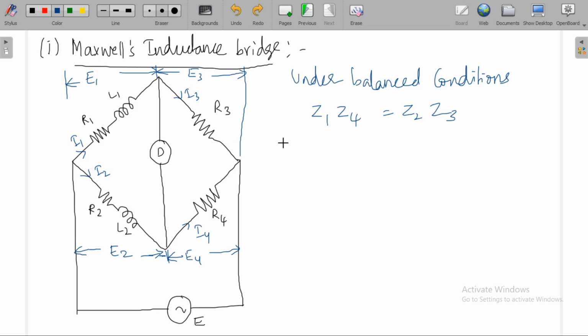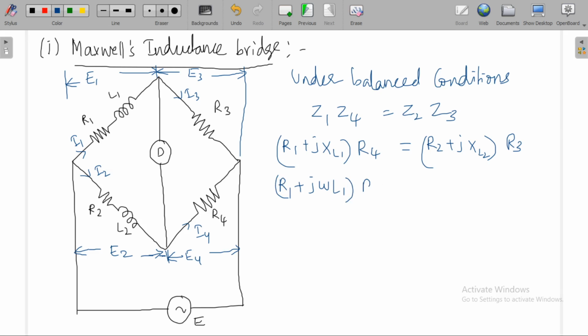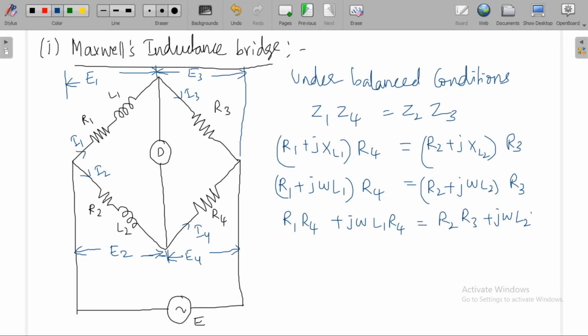Then what will be Z1? Z1 is R1 plus j XL1. What is Z4? R4. What is Z2? R2 plus j XL2. What is Z3? R3. This is nothing but (R1 plus j omega L1) into R4, which is equal to (R2 plus j omega L2) into R3. So R1 R4 plus j omega L1 R4 is equal to R2 R3 plus j omega L2 R3.